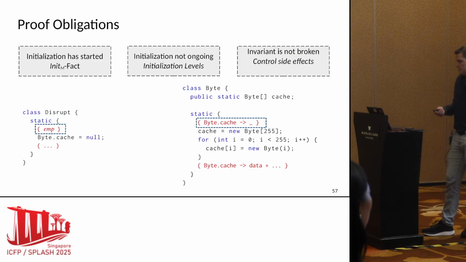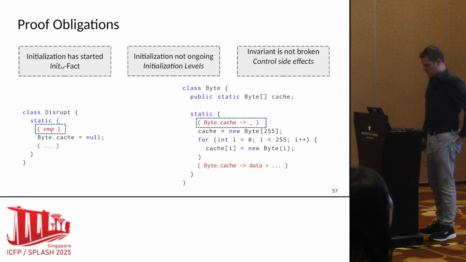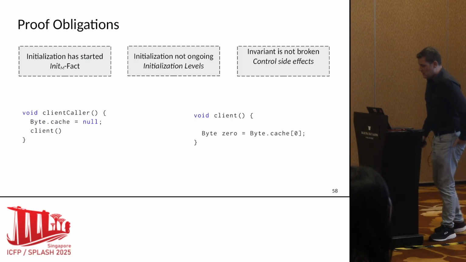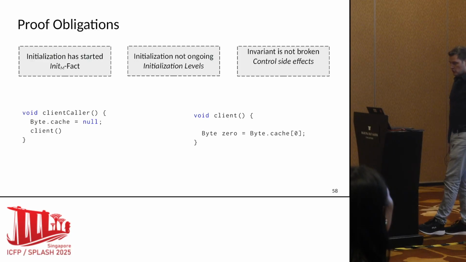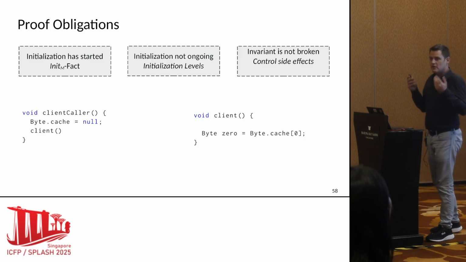And the byte module's initializer is only allowed to access its cache field and no other global variables. And that rules out this disrupt class here. And then there's a second way that the invariant could currently be broken, and that's not broken by some initializer, but just by other code.